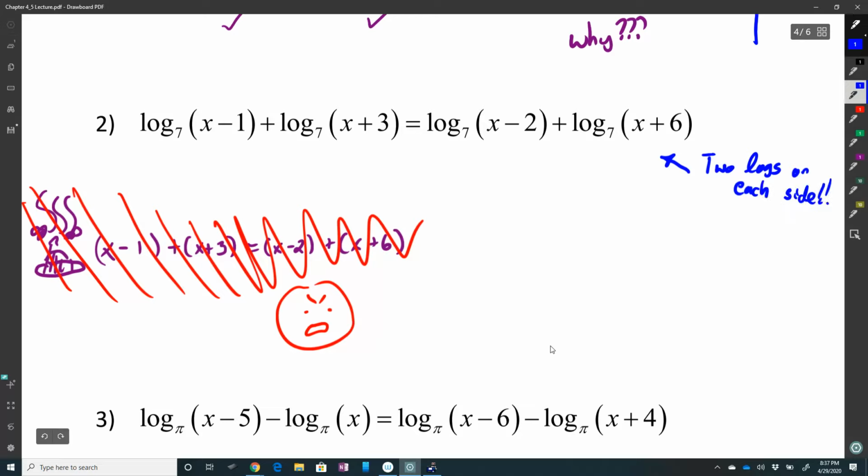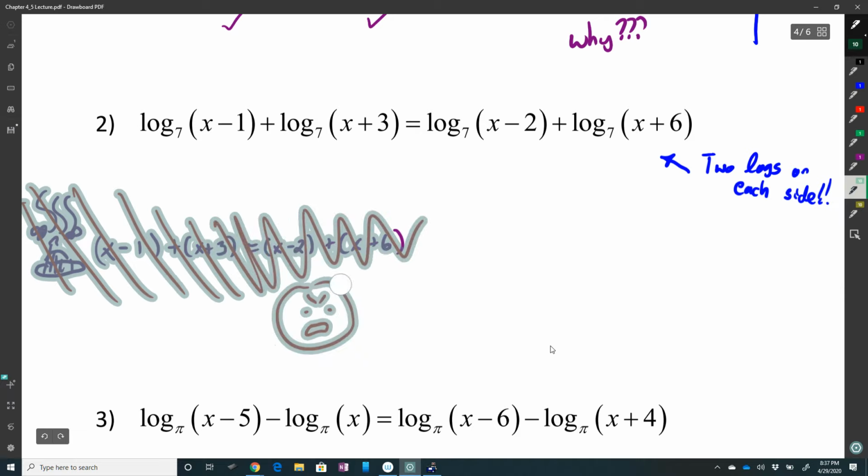In order for this to work, I have to rewrite the problem so that there's only 1 log on each side. Once I do that, then I can drop the logs. So please, please don't do that. I get sad. All right, but anyway.